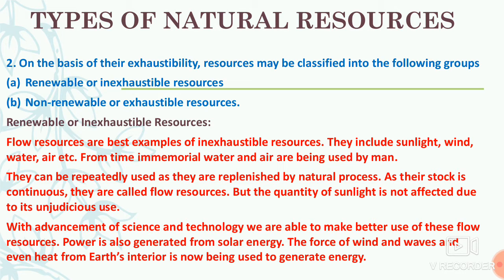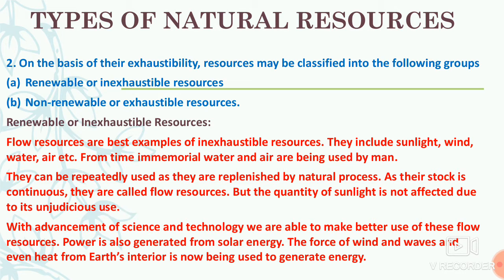As their stock is continuous, meaning it is present to us continuously, they are called flow resources, like sunlight, wind, water, air. They are not going to be exhausted from the earth. Continuously they are available. They can be renewed again and again. They can be replenished by natural processes. So this is a flow resource. But the quantity of sunlight is not affected due to its injudicious use.